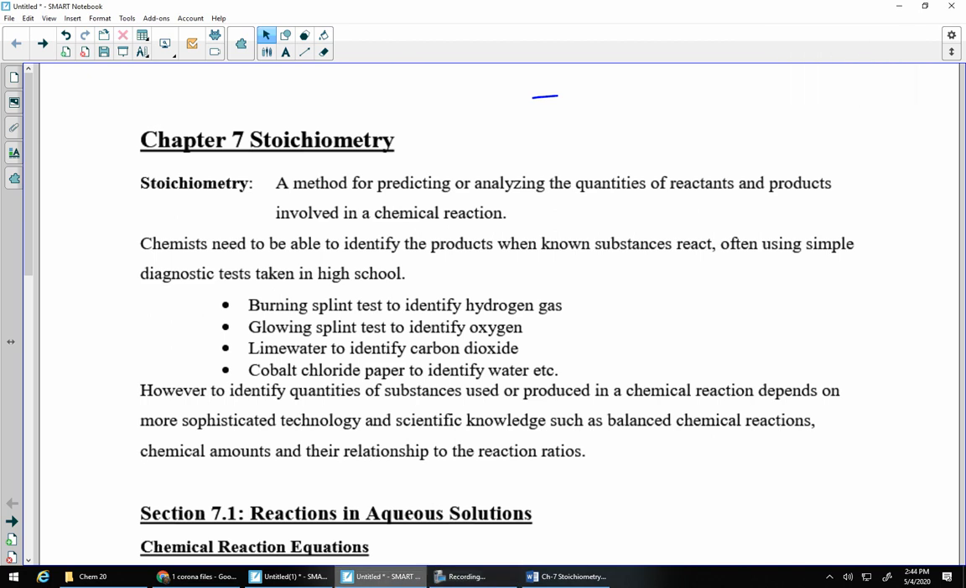Hey Chem 20s, Mr. Dukley here. This is very exciting because we are in a new unit. We are now all of a sudden in our stoichiometry unit, which is chapters 7 and 8.